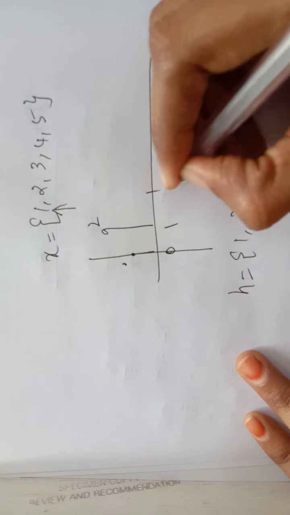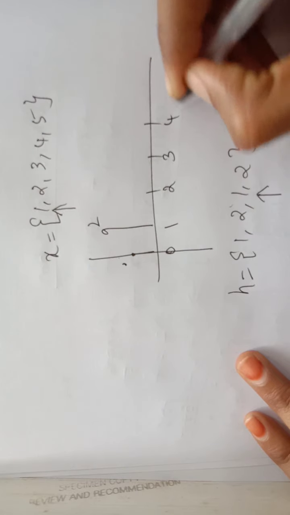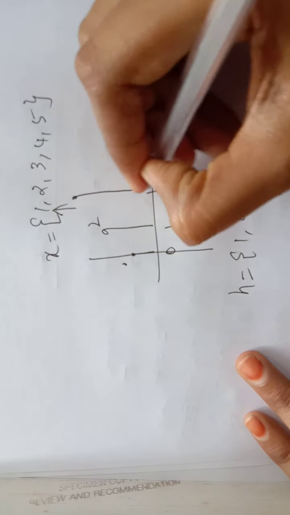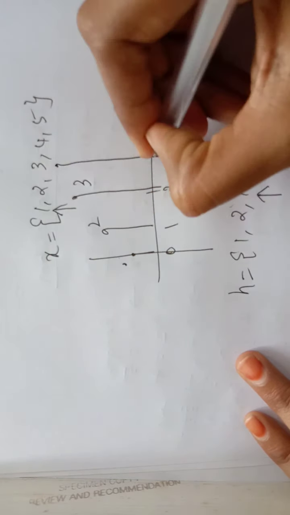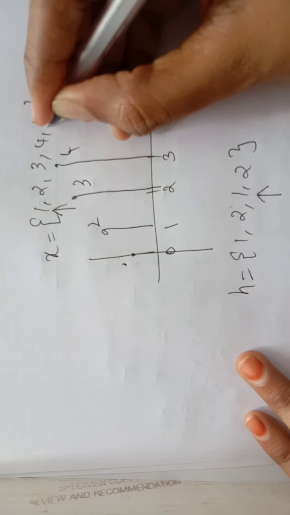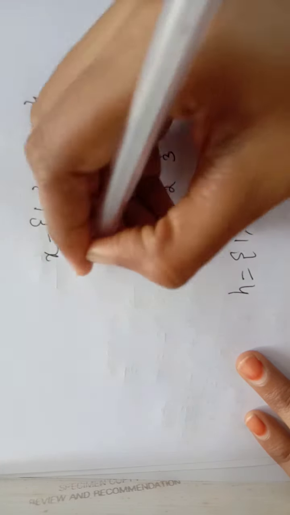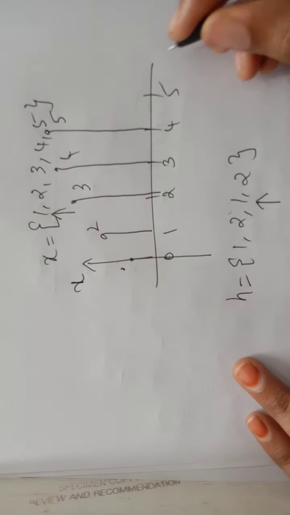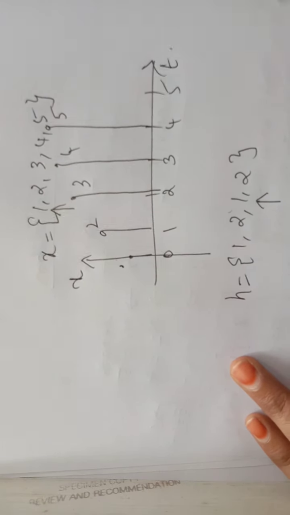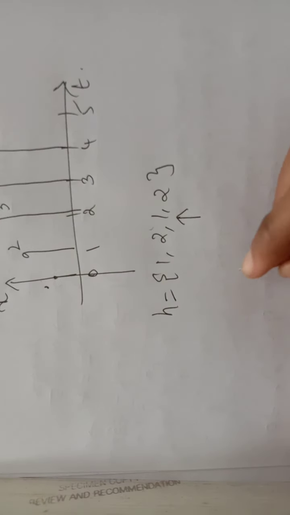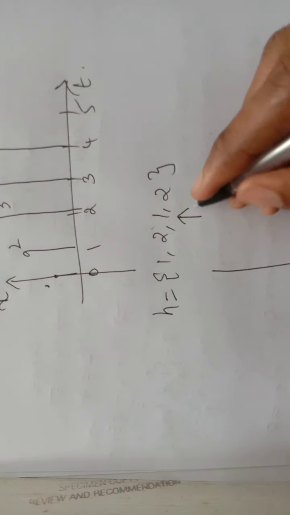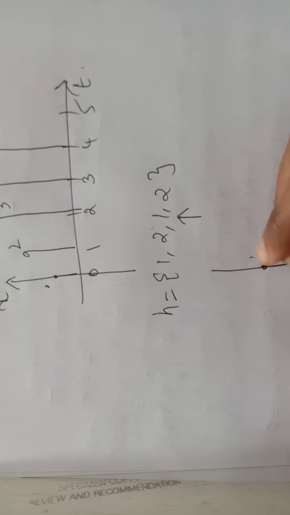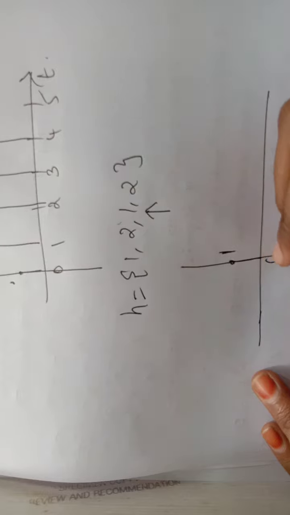This is 0, 1, 2, 3, 4, 5. Okay, second value is 3, third value is 4, then fourth value is 5. So this is your x and this is your t. Now how will you plot this x? So origin value is 1, right? This is the origin value.